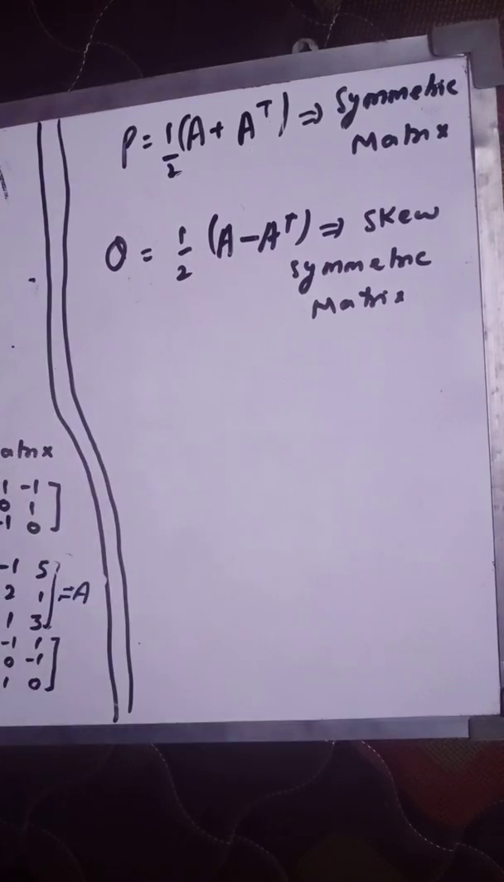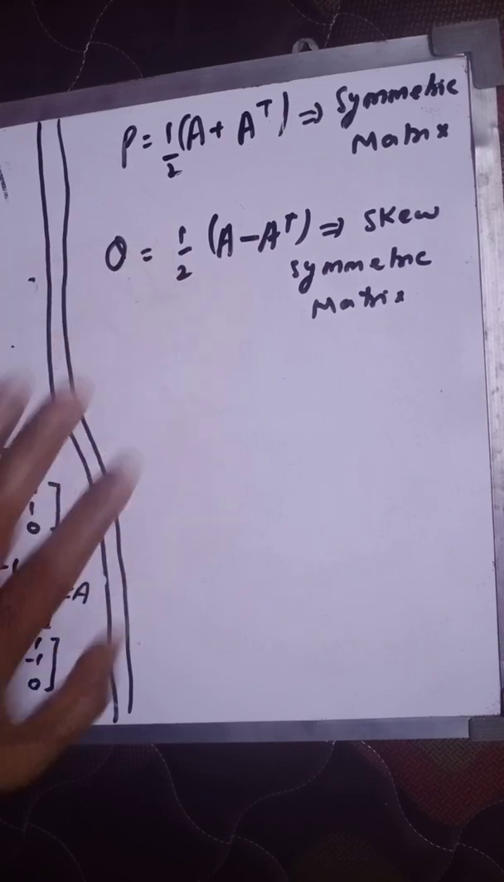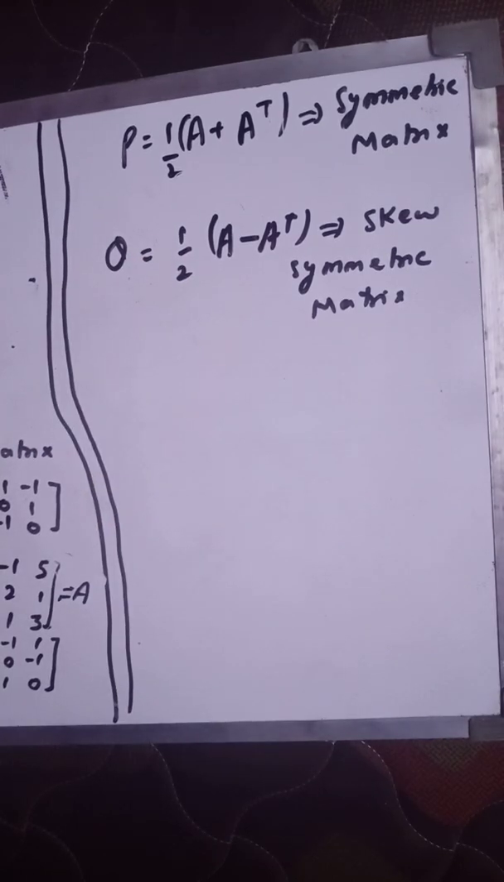Got it? Here Q is equal to half of A minus A transpose. Suppose A is any matrix given to you, and you have to find out the skew symmetric matrix from that matrix. Okay, A is not a skew symmetric matrix. We have to make A a skew symmetric matrix. So this is a condition for that. You have to apply this condition and you will get a skew symmetric matrix. Fine. You will understand it when we do some examples. So let's solve the next example using this concept.